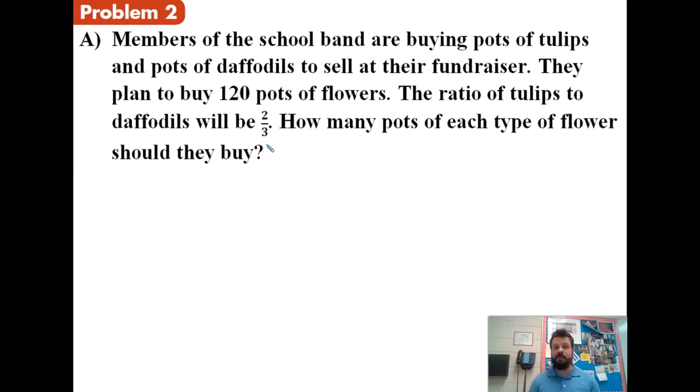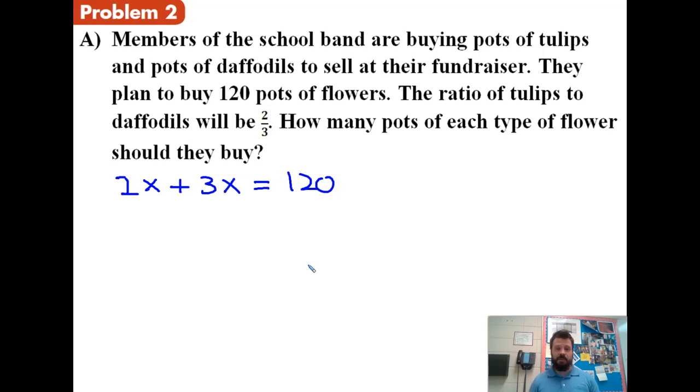Okay, the trick for this is I'm going to take these two numbers, 2 and 3, and add x's to them. So I'm going to say 2x plus 3x. So x is going to kind of act as a scale factor for us, is equal to the total, 120. And what I can do then is solve for x and then use that x to figure out how many pots of tulips and how many pots of daffodils I actually need to buy.